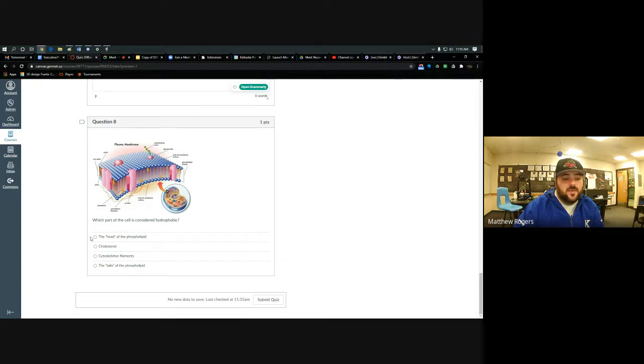So is it the head of the phospholipid, which we know is polar from our time with the cell membrane? Is it cholesterol, which we know is a fat? The steroid, so it's a fat. Cytoskeleton filaments, that has nothing to do with anything. That was just a throw-in because it's on the actual picture. And the tails of the phospholipid.